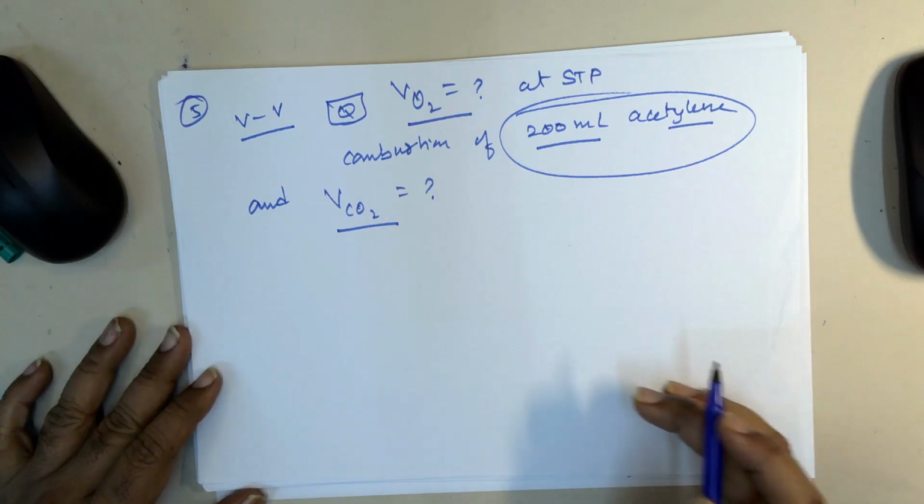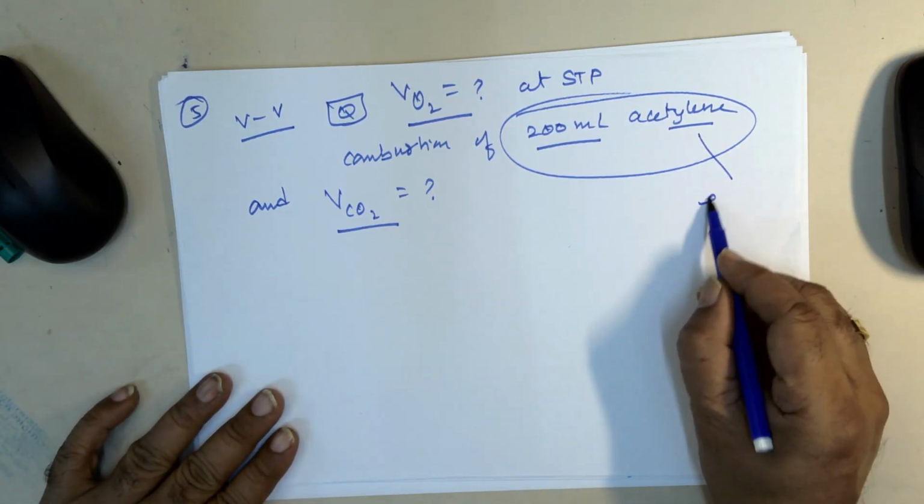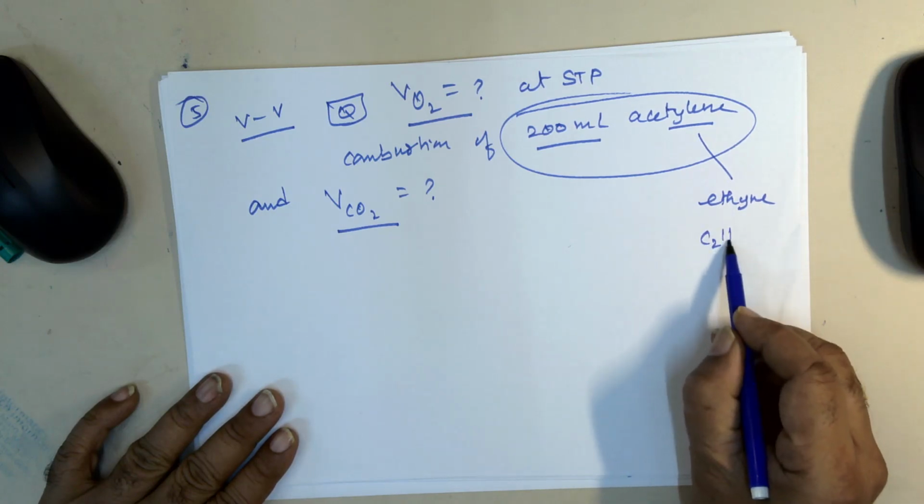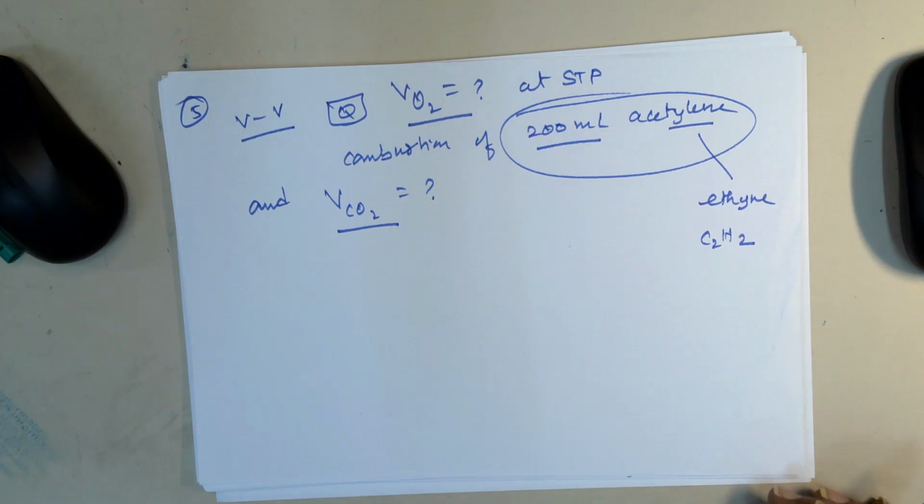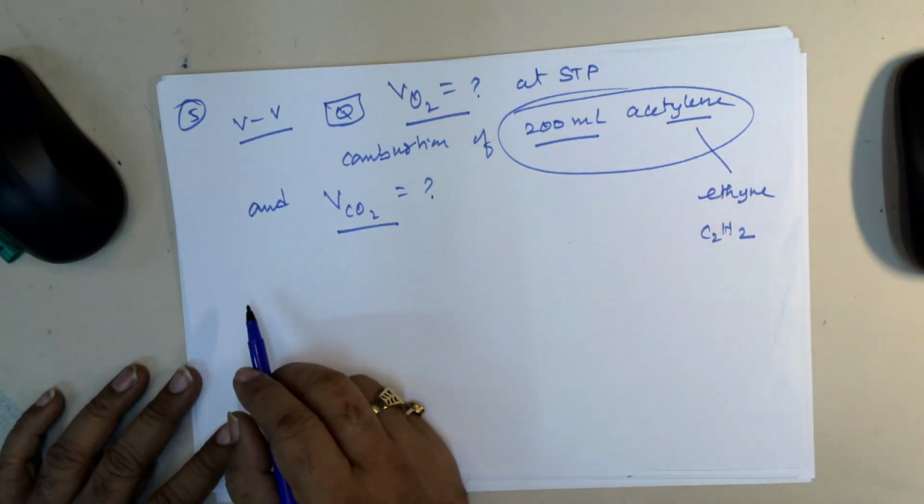What is the molecular formula of acetylene? What is the IUPAC name for acetylene? Ethine. Ethine means C2H2. It's a triple bond one. Okay, alkyne. This is called alkyne. That is the first member of alkyne.